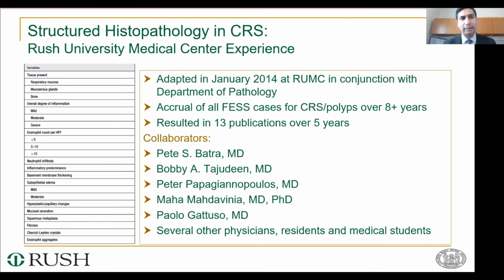They will give us an eosinophil count per high power field, whether it's less than 5, intermediate when it's 5 to 10, or high when it's greater than 10. They'll comment on the presence of a neutrophilic infiltrate, basement membrane thickening, presence of subepithelial edema, and then some other more interesting things such as mucosal ulceration, squamous metaplasia, fibrosis, presence of Charcot-Leyden crystals, and eosinophil aggregates, which has been an interesting thing that we have learned, and I'll speak to that more in just a little bit.